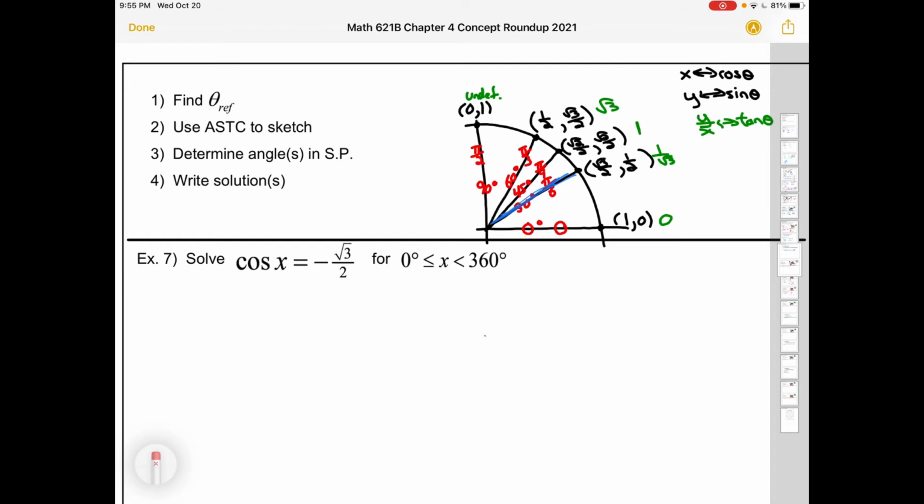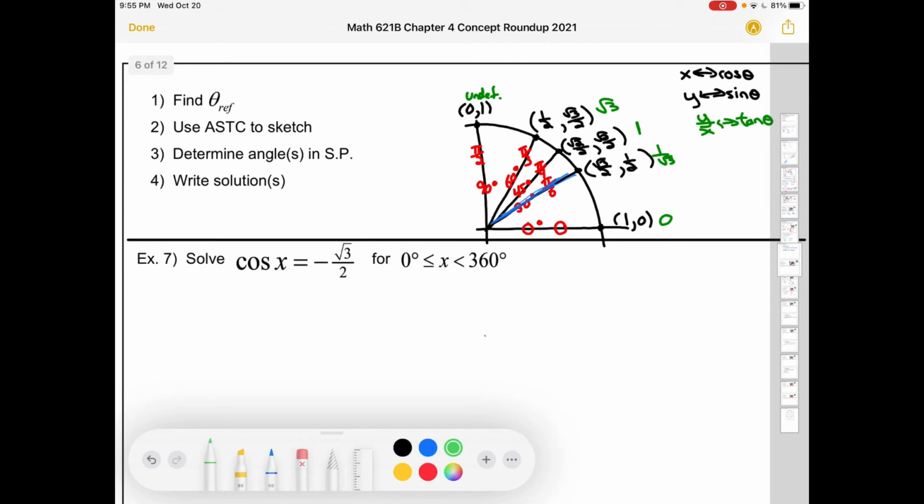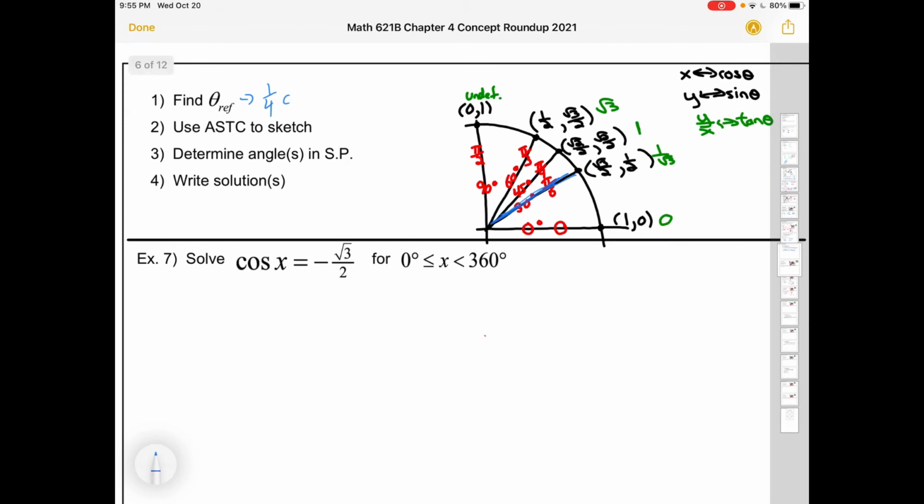So here's our first trig equation. We want to find what angles have a cosine of negative root 3 over 2. And here's the 4-step process. I want to find theta ref. That's either going to happen by using the quarter circle, or inverse trig on your calculator. Now you won't necessarily always have your calculator, so when we can use the quarter circle, we will. Use ASTC to sketch, so that means that we're going to decide on where it's positive and where it's negative, determine the angles in standard position, and write the solutions.